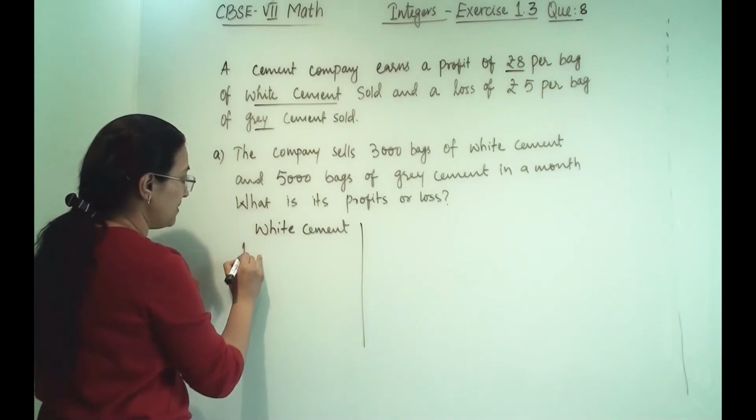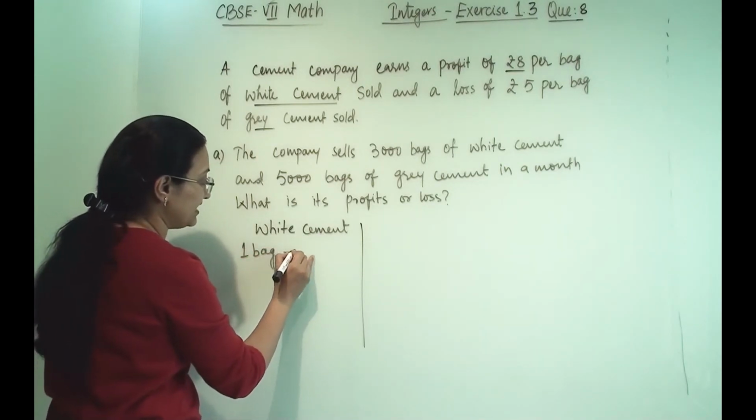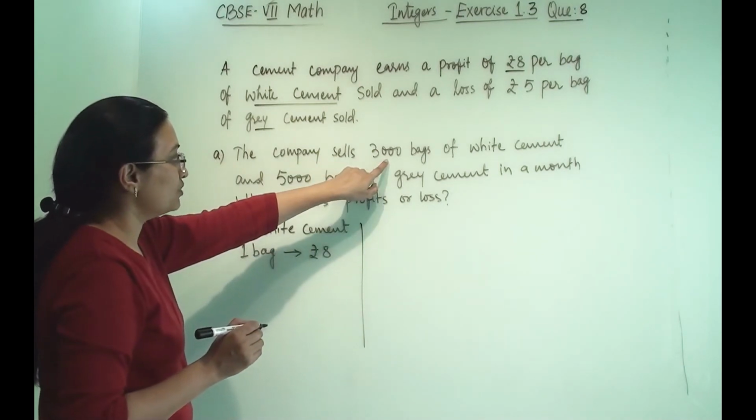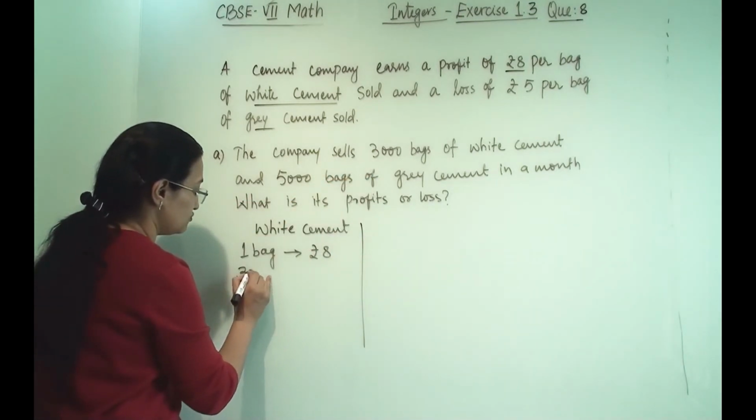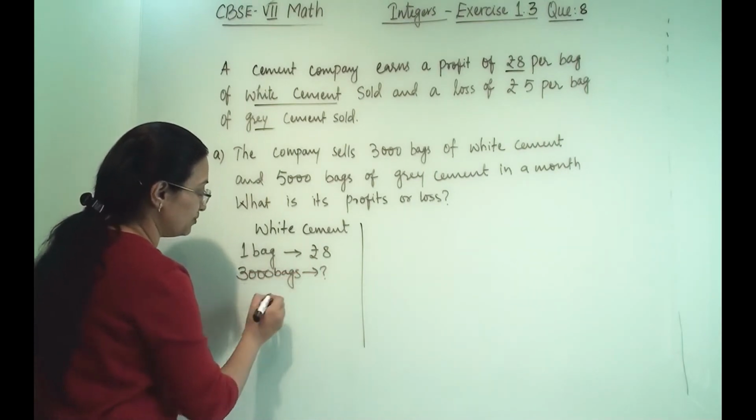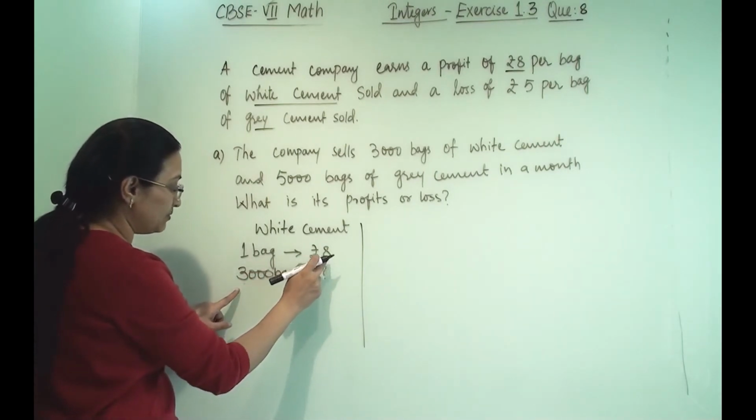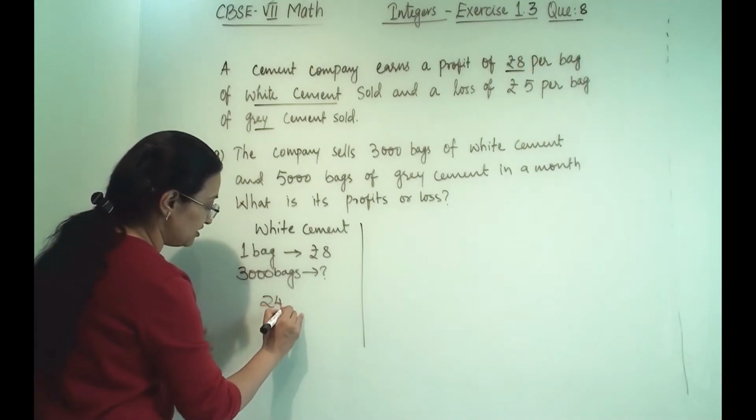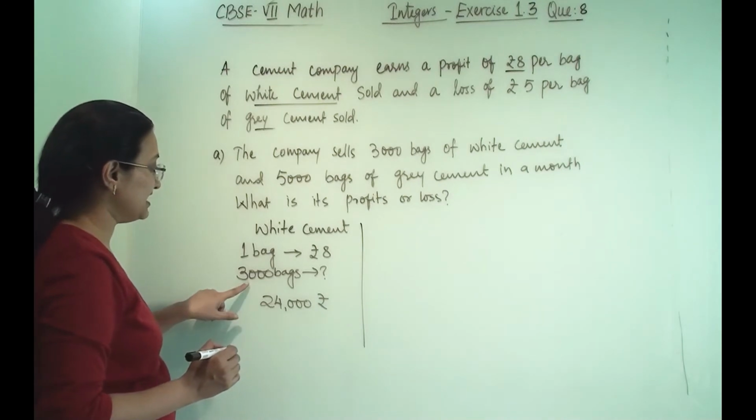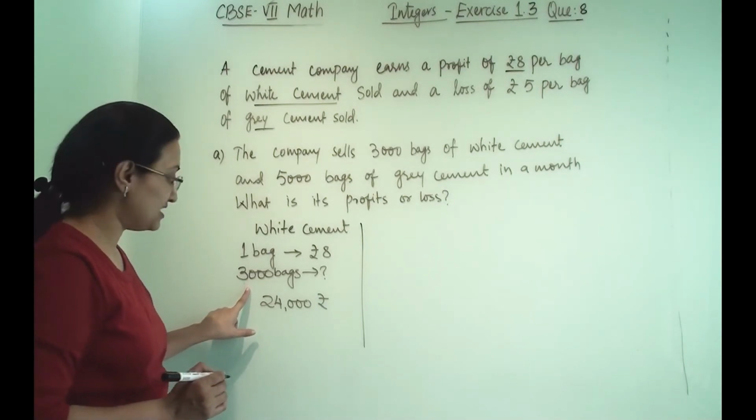So for one bag of white cement, they are getting how many rupees? Rupees 8. Now here they have sold 3000 bags. So for 3000 bags, how many rupees will they get? We can directly multiply this. So 24,000 rupees they will get when they are selling 3000 bags of white cement.